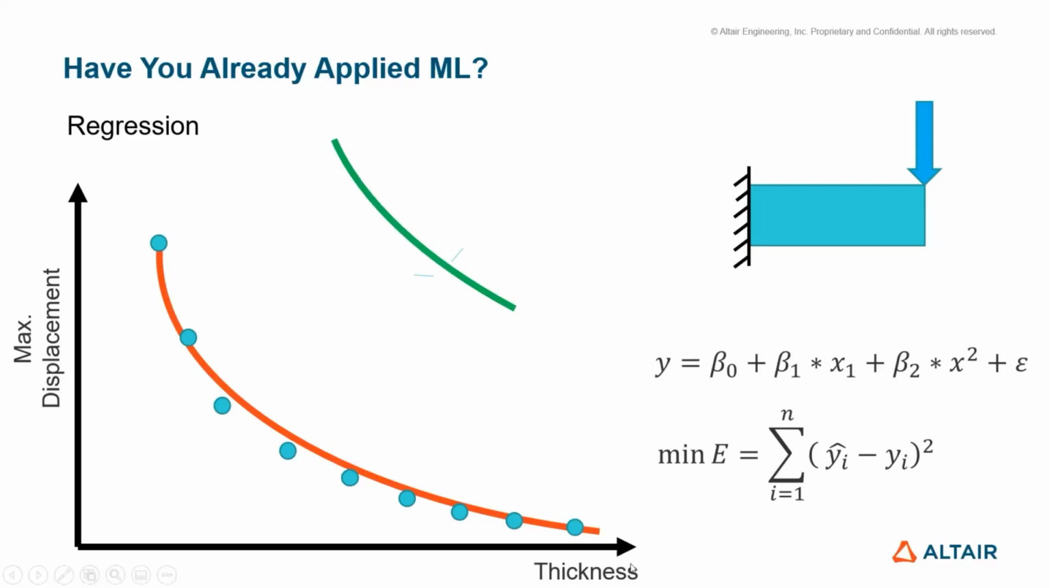But the complexity will increase when the number of dimensions increases. This is just about thickness, so it is a simple 2-dimension problem that you can visualize. But think about multiple dimensions like thickness, width, length, material parameters, Young's modulus, Poisson's ratio, and the load also will change. When I add those, it becomes a more complex problem.